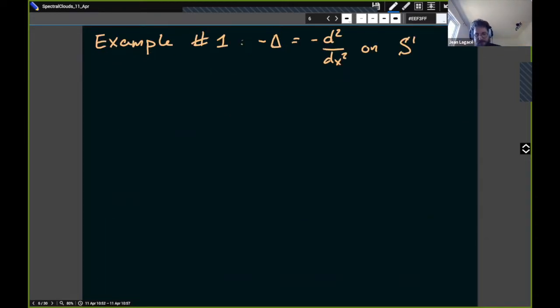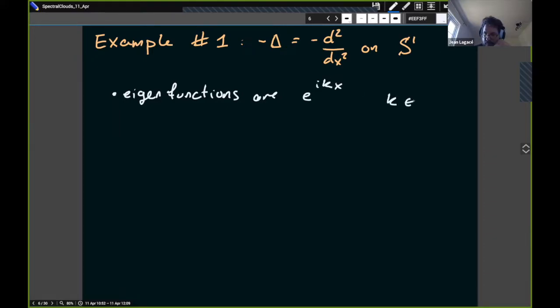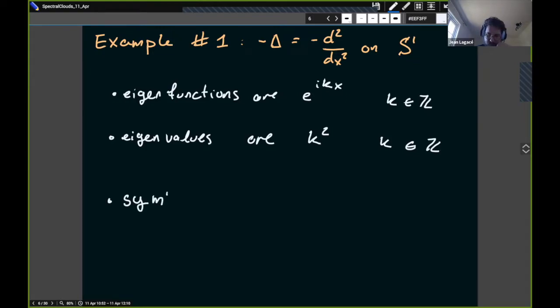So the first example that we can look at is the Laplacian on the circle. For the Laplacian on the circle, we know exactly what its eigenfunctions are. The eigenfunctions are e^{ikx}, k in Z, and the eigenvalues are k squared, k in Z. And the one thing that I want you to notice is that, as we said earlier, its symbol as a pseudo-differential operator is the norm of xi squared, which I will call a(xi).